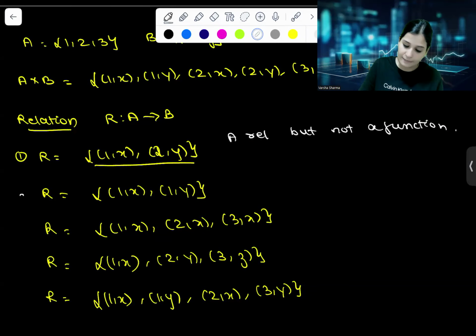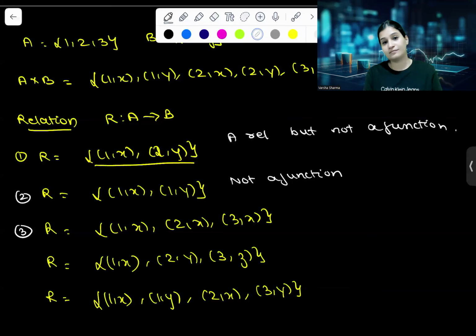What about the second example? Is this a relation? Yes. Is this a function? No, ma'am. Why? Only one is there. 2 is not paired or 3 is not paired. You give me a pinpoint. 2 is not paired. I'm fine. It's not a function. It's a relation, but not a function. What about example 3?